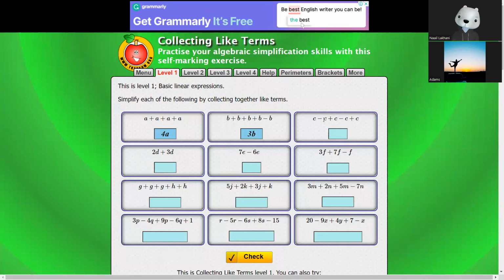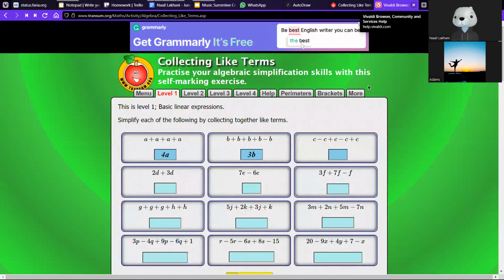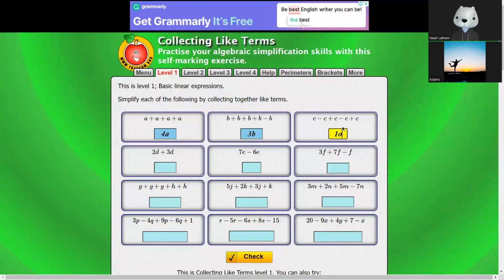So how many C's do we have? 1, 2, and 3. So we have 3 oranges this time, and we take away 1 orange and 2 orange. So 3 orange minus 2 orange is 1 orange. And you wouldn't say I want 1 orange, you say I want an orange, right? So you just put the letter C. See, it's as easy as that.